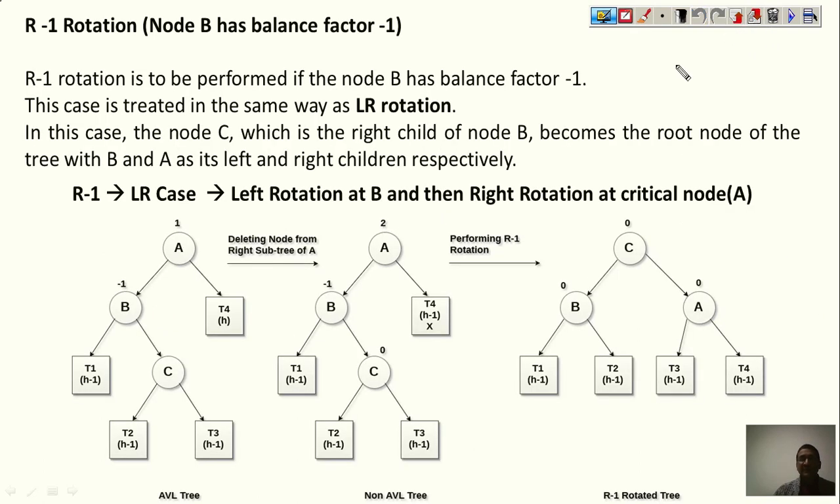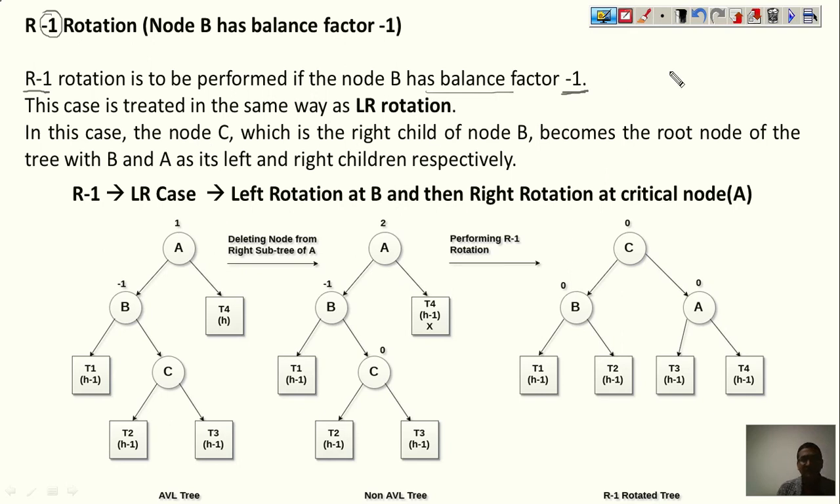Okay, then we have the third case, the R minus 1 rotation. Just to remind you, we have R rotations and L rotations, and each rotation has three different cases. So this is the last case of R rotation. Here again, this minus 1 refers to the balancing factor at node B, and we are deleting a node from the right subtree. So R minus 1 rotation means the balancing factor has the value minus 1.